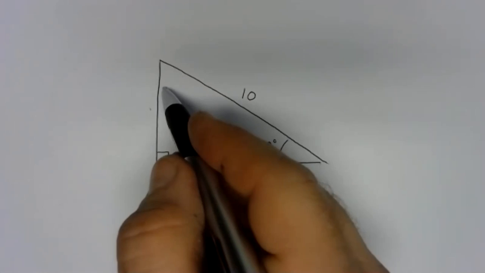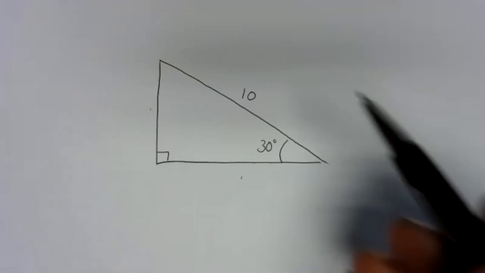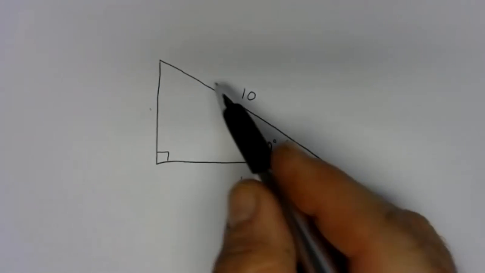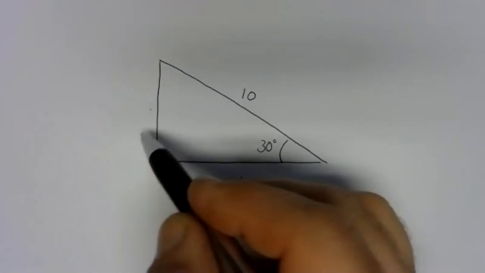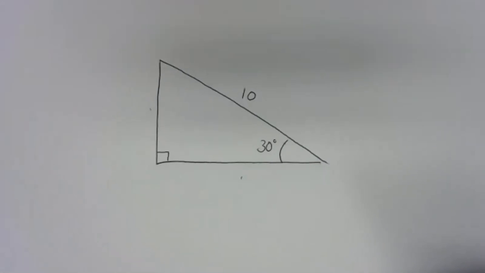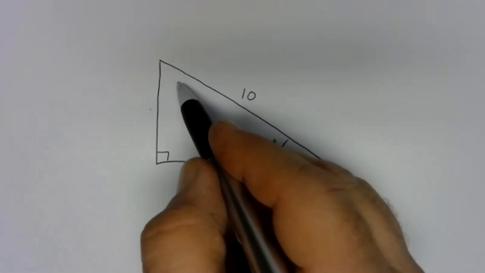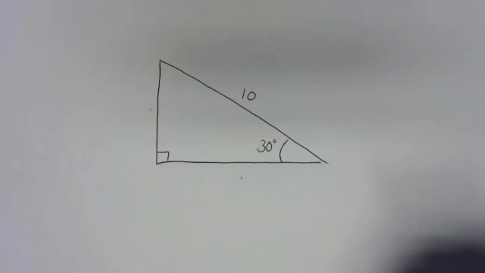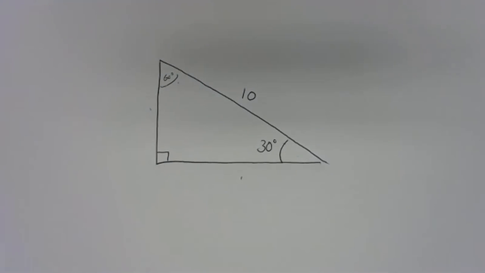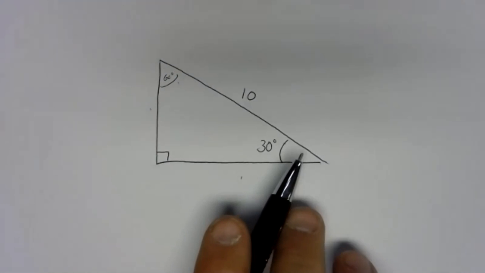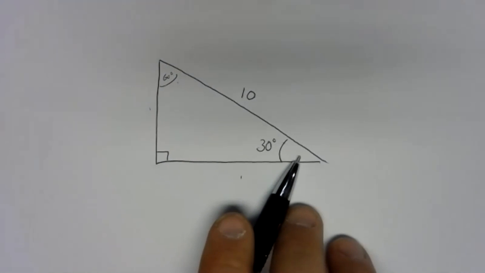We can go and find the missing angle here, but we're not going to use it for anything. Since all three angles have to add up to 180, the acute angles have to add up to 90, so this must be 60. So we can write that up here, but I'm not going to use it for anything. I'm going to pound my stake in the sand here and say, I'm going to use 30 degrees.